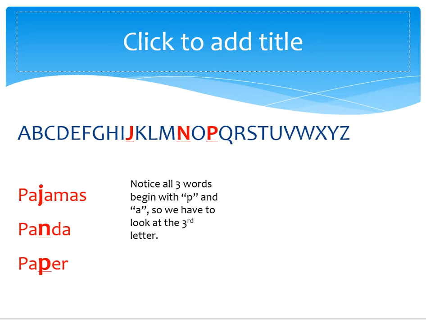It's pajamas comes first because J is the first of those third letters. Panda comes second because N is the second of those three third letters. And then P comes last, so paper would be the last alphabetically.